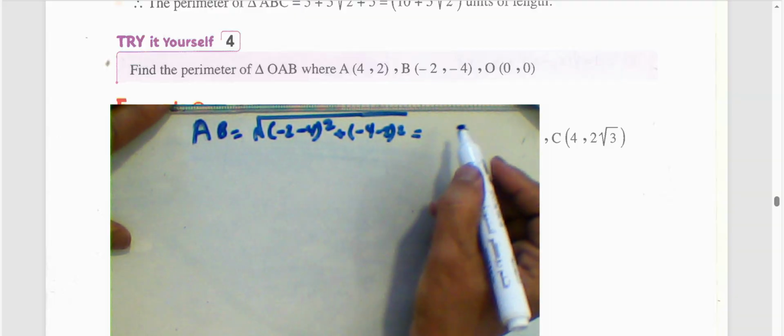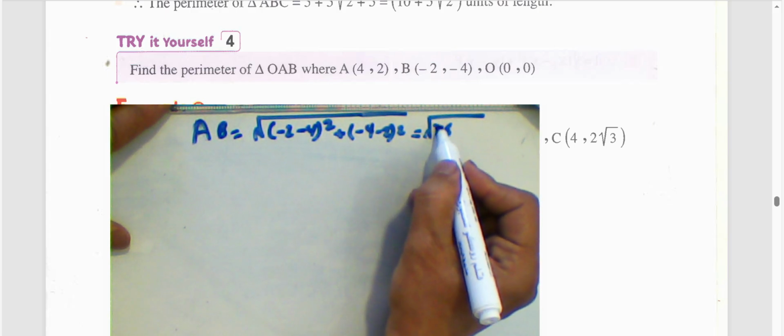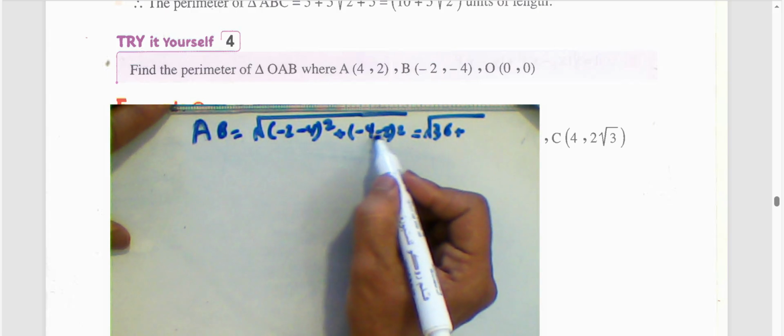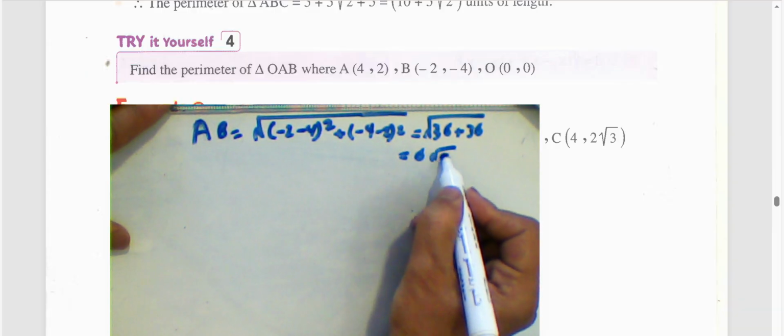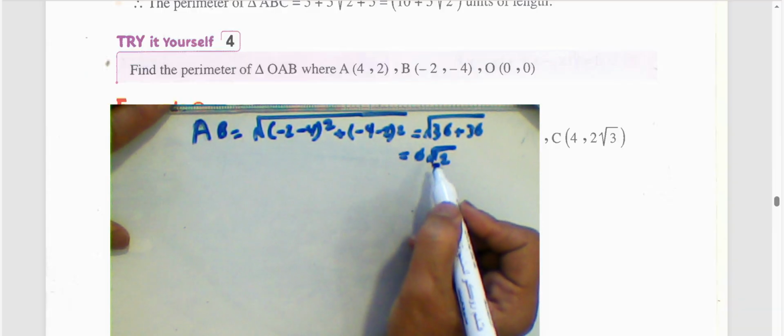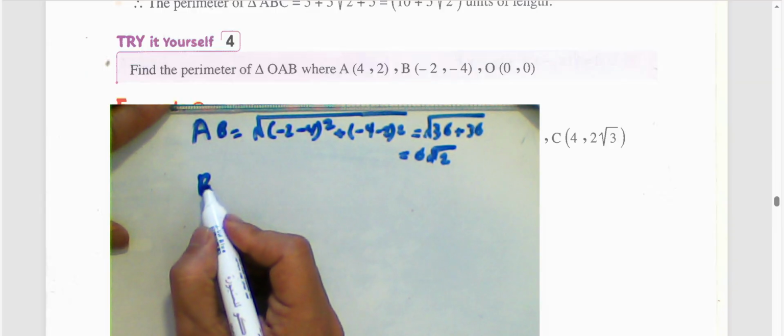Then complete. -2 minus 4 is -6, power 2 is 36. -4 minus 2 is -6, power 2 is 36. The result will be 6 root 2 length units. That's AB. And now BO.